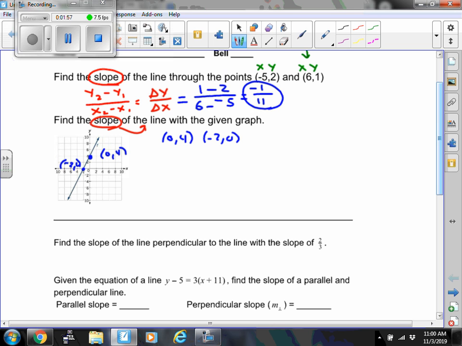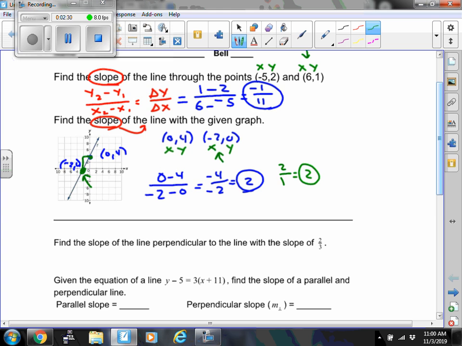Once I have this, I establish it just like I did before, x, y, x, y. And I'm going to start with this one. So 0, take away 4 over negative 2, take away 0. Negative 4 over negative 2 equals 2. Now we have the fortunate pleasure of being able to do rise over run also. Move from left to right. So I'm going to pick this point first and move to this point because this one here is on the left side. Rise 2, run 1. Rise 2, run 1. Gives me the same result, 2.